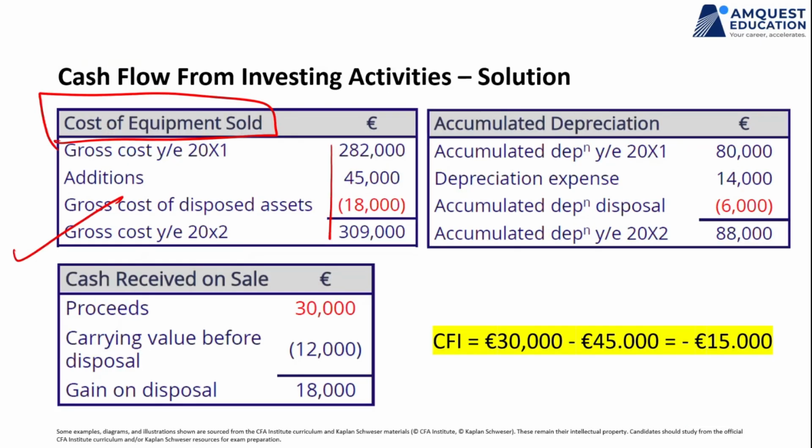And now your cash flow from investing activity. You're going to say 30,000 was raised by selling. So that is the money that I got. 45,000 is what I had to spend to buy assets. And therefore 15,000 is my negative cash flow from investing activity. I've lost 15,000 additional because I've spent more than what I achieved.